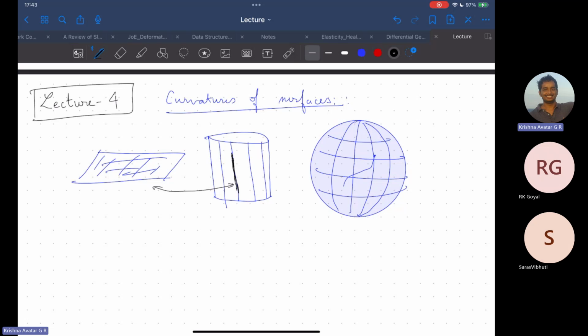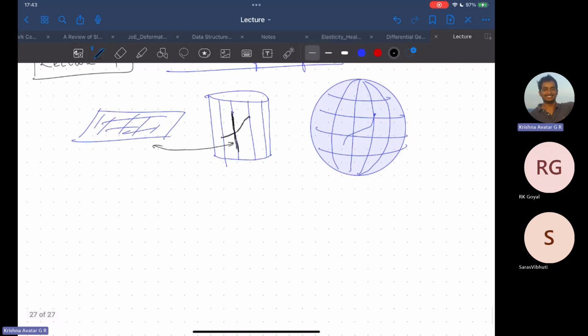However, if you choose any other arbitrary path, then we come to realize that the surface on which I am trekking is a curved surface, right? But you can still have certain curves in which the curvature happens to be zero. This is never possible in the case of a sphere, right?